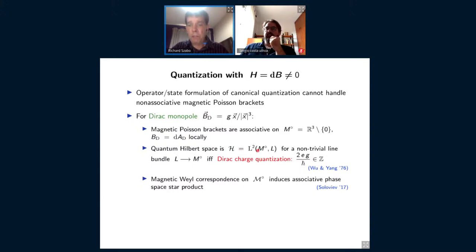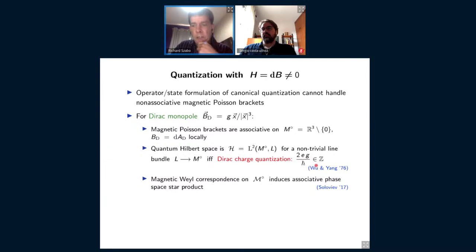And now the quantum Hilbert space can again be taken to be the space of square integrable sections of some line bundle. And this is why I used this language before, because now this language of geometric quantization becomes very important here. There's a non-trivial line bundle over M. So the point is that I want to think of this B as the curvature of a non-trivial line bundle. But that's only possible if the curvature itself obeys some type of quantization condition, because it has to tell you that it's a representative of the first Chern class of that line bundle. And in fact, what that quantization condition turns out to be is the famous Dirac charge quantization that relates electric and magnetic charge. So provided that Dirac charge quantization holds, I can again write down a canonical quantum theory for the Dirac monopole.